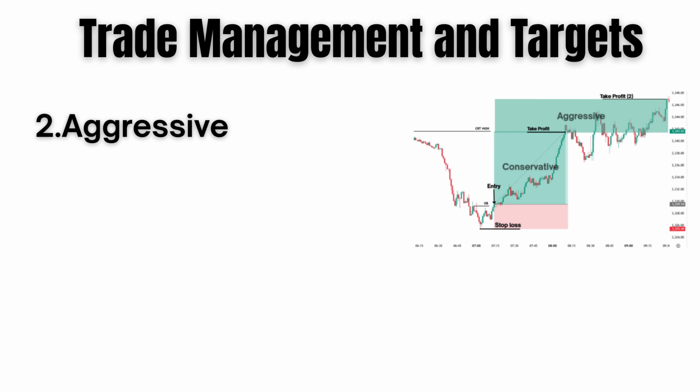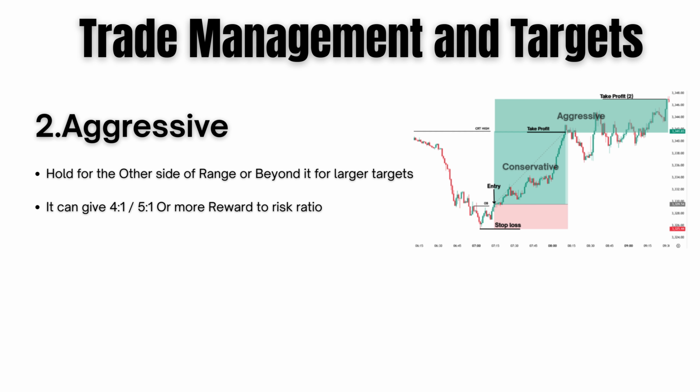The aggressive approach. This is where you're holding for the other side of the range, or even beyond it. The idea is that once the manipulation has cleared liquidity on one side, the market often travels to the opposite liquidity pool, which means much larger targets. With this style, it's not uncommon to catch moves that deliver 4-to-1, 5-to-1, or even more.